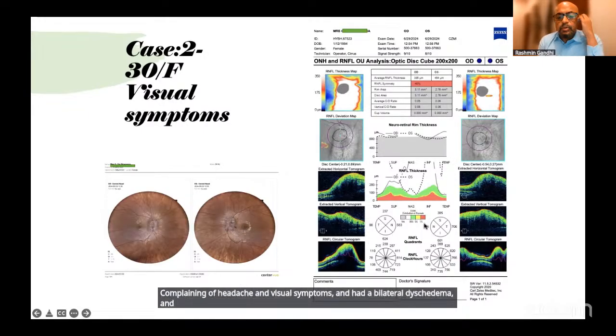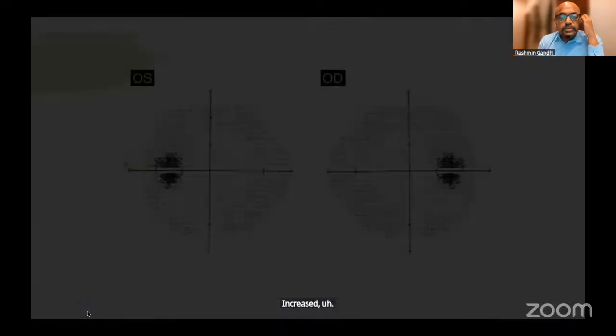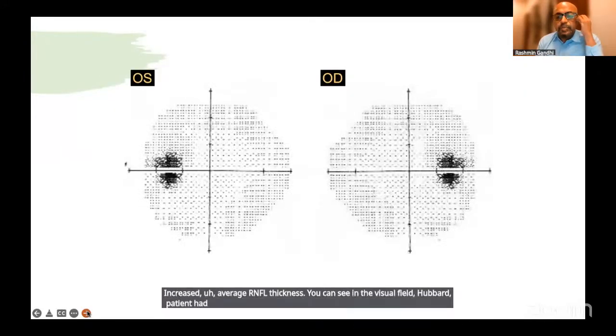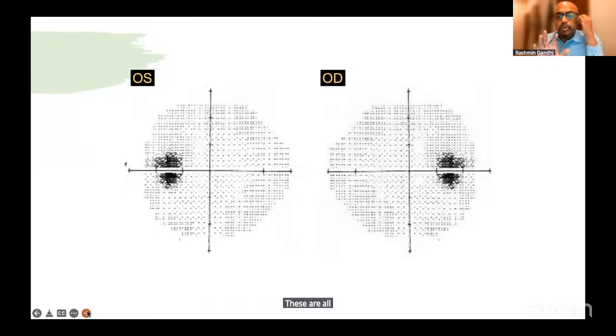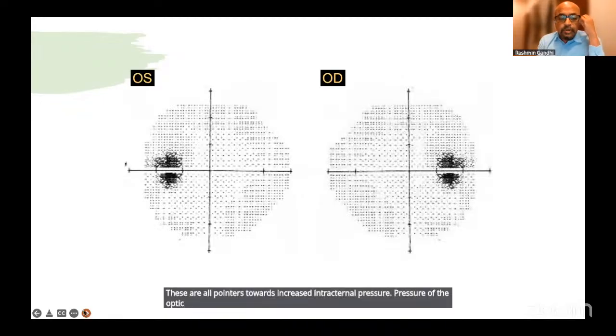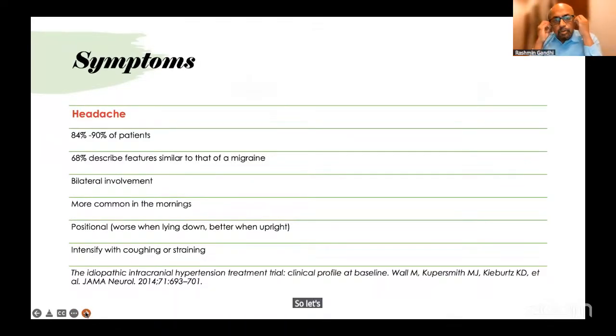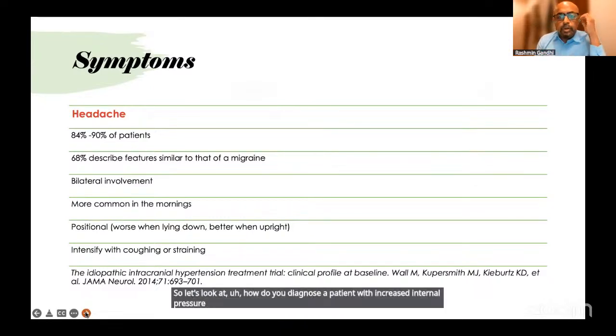And you can see here OCT showing increased average RNFL thickness. You can see in the visual field, however, the patient had an enlarged blind spot. These are all pointers towards increased intracranial pressure, pressure on the optic nerve or compression of the optic nerve with fluid. So let's look at how you diagnose a patient with increased intracranial pressure. I'm not going to talk about treatment because Dr. Mukesh Sharma is going to talk about optic nerve sheath fenestration.